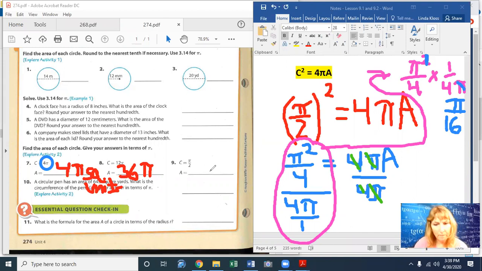So let's put that in. Pi over 16. That's a little bit of a weirder problem. 16 square units. And I'm not going to write that all out. Square U, I'll say.